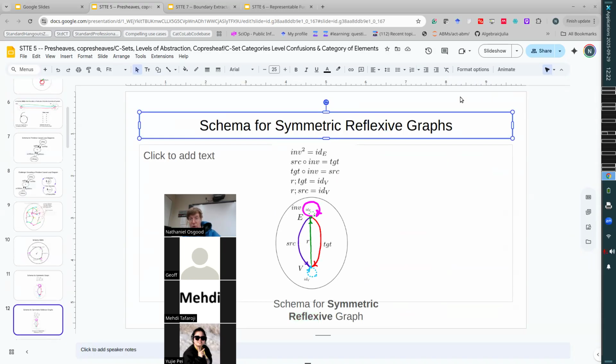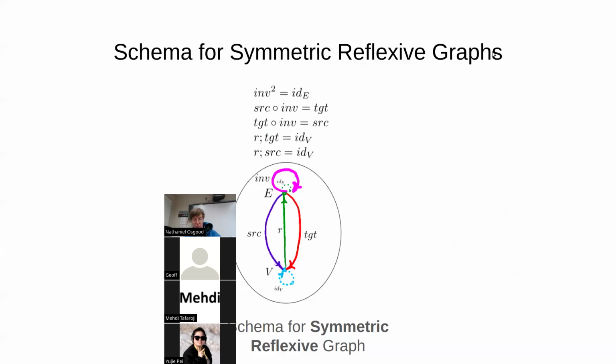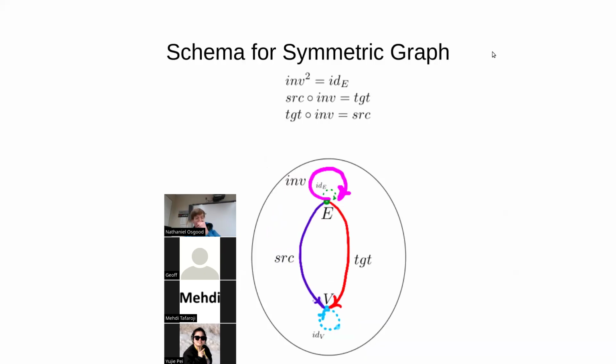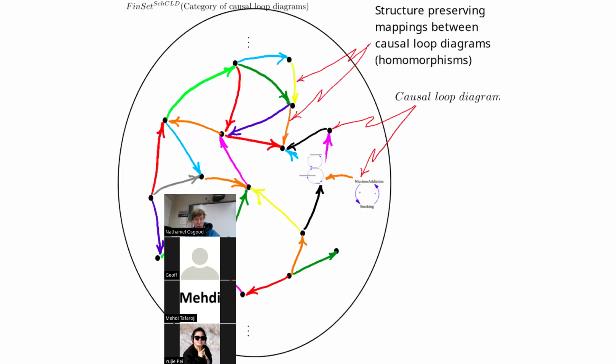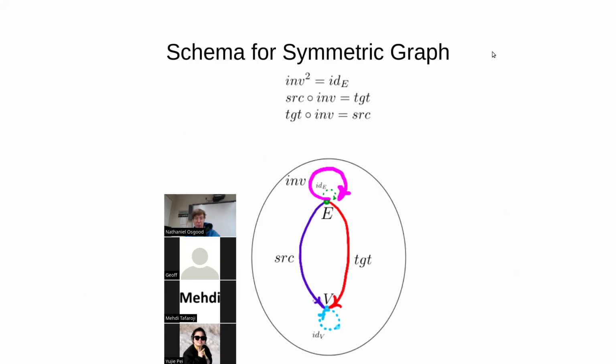Here we go. You may remember this. Do you remember these ones at all? So this is for a, well, actually, do I have a reflexive? No, reflexive would be even easier. This is for a symmetric graph. Do you remember this one?